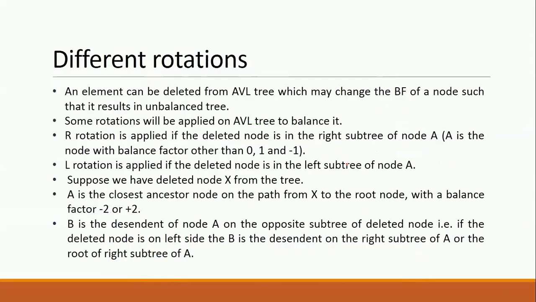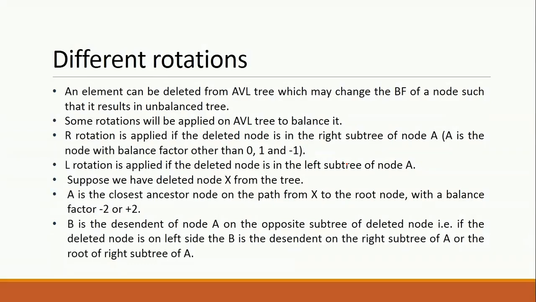So now there are certain different rotations that we have to see. An element can be deleted from an AVL tree, which may change the balance factor of a node such that it results in an unbalanced tree. Obviously, whenever you delete an element from an AVL tree, there is a possibility that it will change the balance factor of a node such that it becomes an unbalanced tree. Some rotations will be applied in the AVL tree to balance it. We have two types of rotation, R rotation and L rotation.